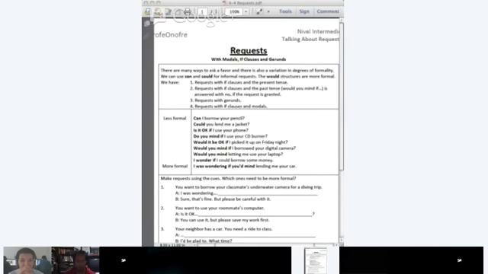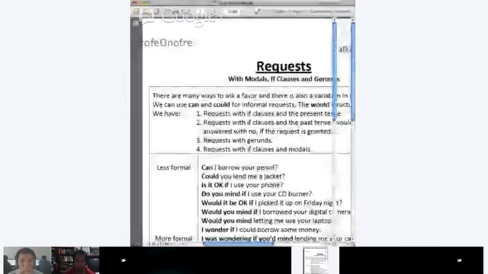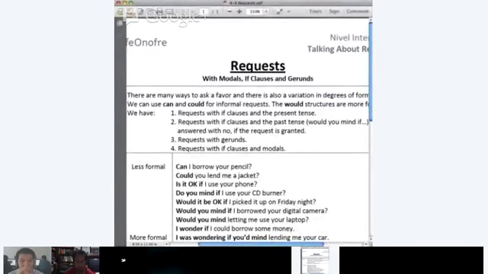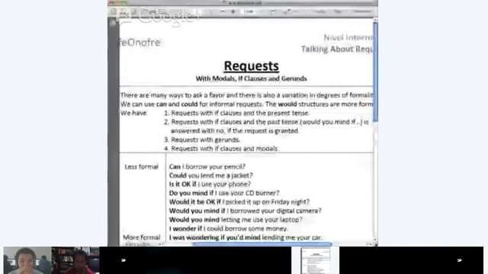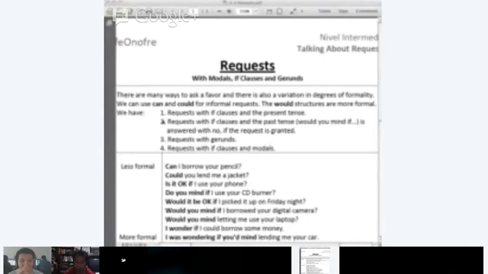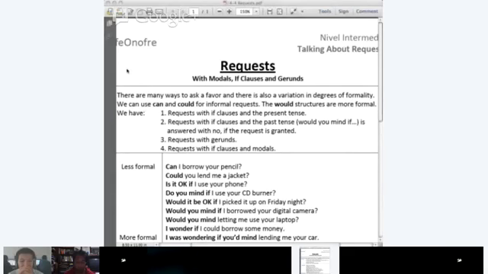Is everyone able to find the way to download this? Is everyone able to find that on the Verbling site if you want it? Yes. Okay, good. So I'll also have it on my screen, so if you don't want to download it, don't worry. And we'll make it bigger so we can see it. Okay, awesome. So yes, that's better. Hopefully that's good. Okay, awesome. So it's called requests with modals, if clauses, and gerunds.